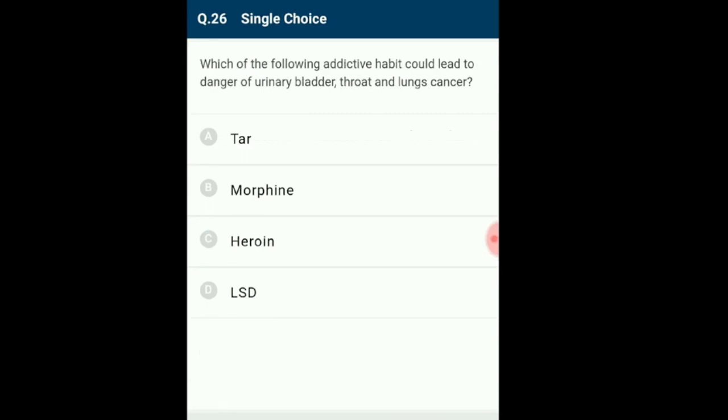26. Which of the following addictive habits could lead to danger of urinary bladder, throat and lung cancer? Tar is a chemical substance made when tobacco is burned. Smoking causes cancers of lungs, esophagus, larynx, mouth, throat, kidney, bladder, liver, pancreas, stomach, cervix, colon and rectum as well as acute myeloid leukemia. So the answer for this question is option A, tar.